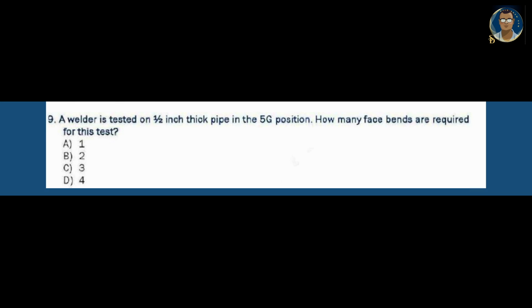Question 9. A welder is tested on half-inch thick pipe in the 5G position. How many face bends are required for the test? 1, 2, 3 or 4? So the right answer will be option D, 4.